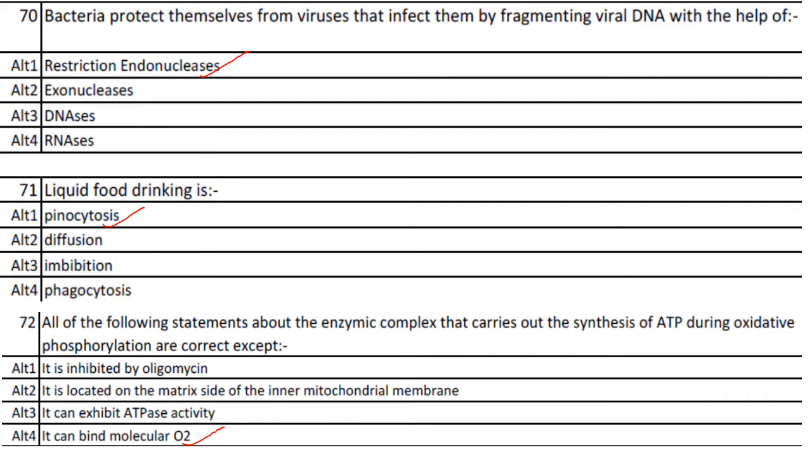Then all of the following statements about the enzymic complex that carries out the synthesis of ATP during oxidative phosphorylation are correct, except. So it is inhibited by oligomycin, that is correct. It is located on the matrix side of the inner mitochondrial membrane, that is also correct. It can exhibit ATPase activity, that is also correct. It can bind molecular oxygen, that is not correct. So the correct answer is it can bind molecular oxygen.